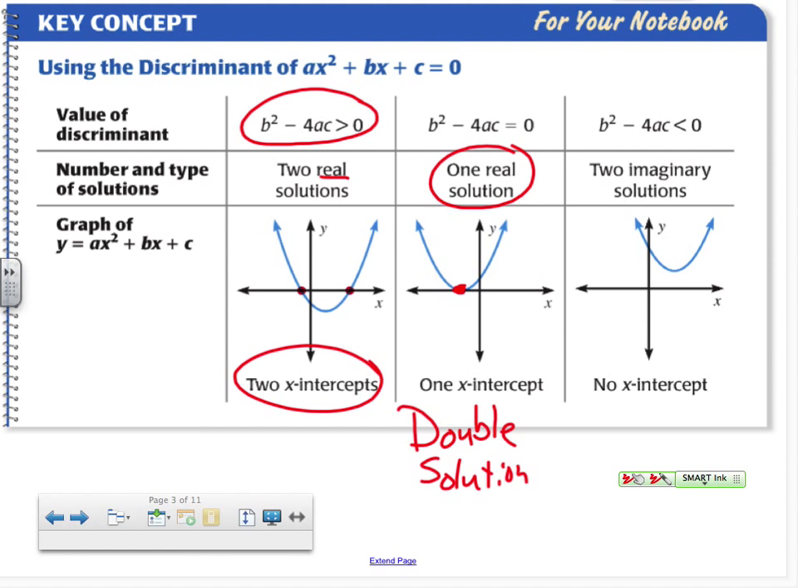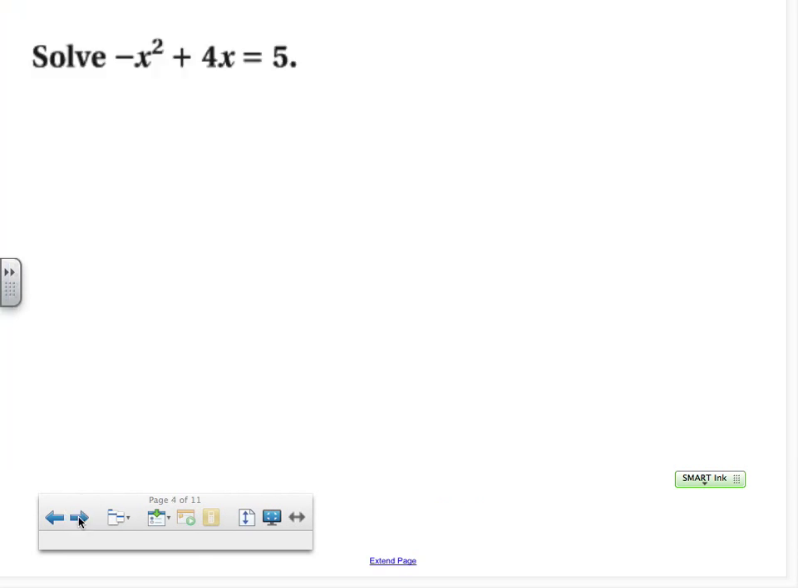So you're going to have two real solutions, one real solution, which counts as a double, or two imaginary solutions. That's when your discriminant's negative, and you get the square root of, like, say, negative 50. Well, you got that i in there. And so you'll have two imaginary solutions. All right, so let's look at some examples here.